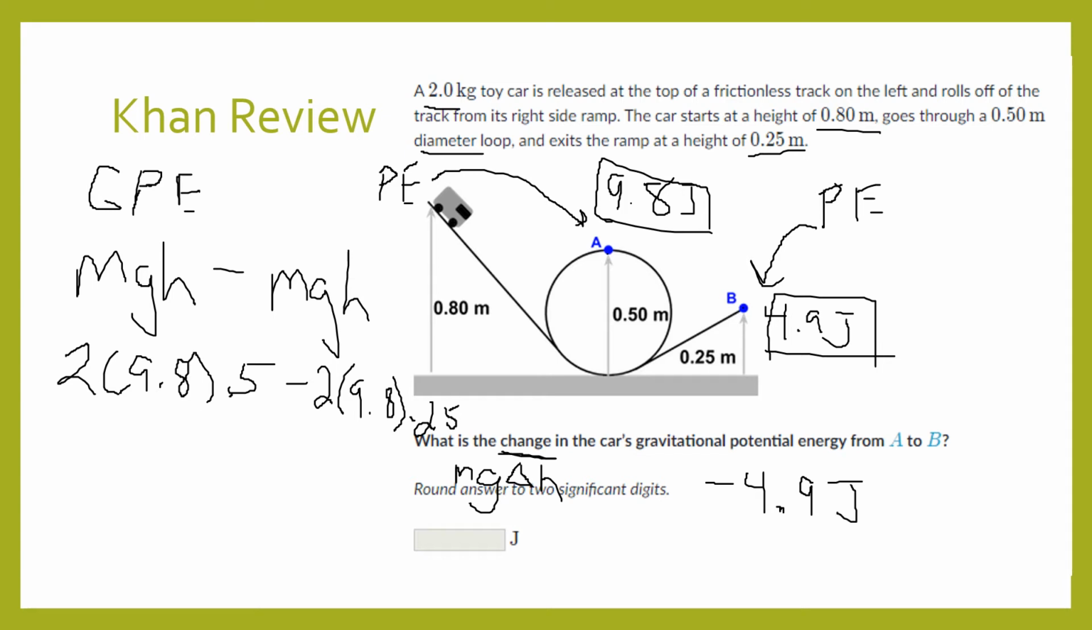Okay? Just in case you were wondering, how could you get that without this? What Sal Khan was saying is mg, so 2 times 9.8, and then he said just subtract the heights. 0.25 minus 0.5 is negative 0.25. If you type that in your calculator, either way, you do it my way, you do it his way, you will get the same answer of negative 4.9. So that threw a lot of people, but I just want to explain that real quick.